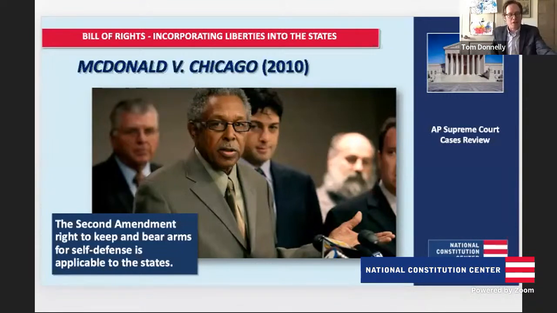That issue came up here in McDonald versus City of Chicago 2 years later, and the Supreme Court in a 5-4 decision said yes. In the end, the right to keep and bear arms for purposes of protecting one's home is deeply rooted in American history and tradition. Therefore, we are incorporating the Second Amendment against the states.